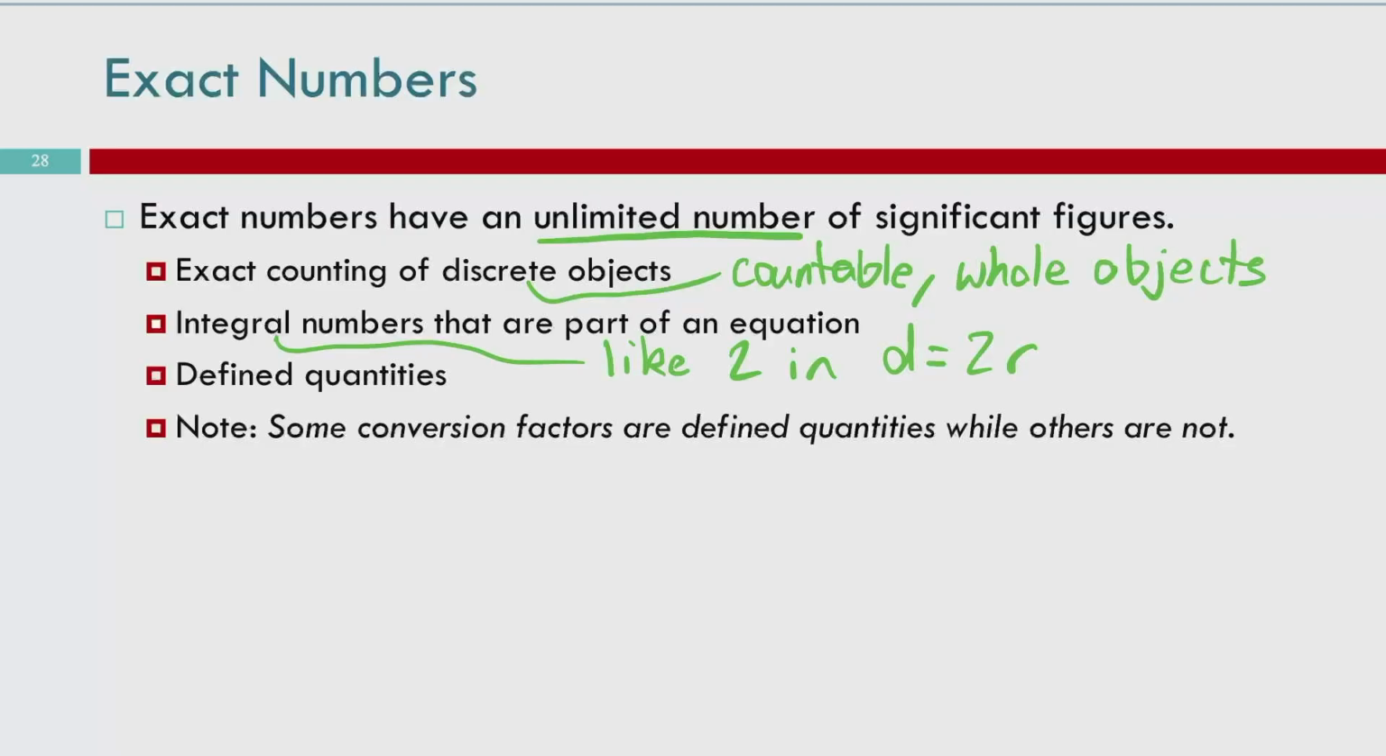And some defined quantities, like 2.54 centimeters equals 1 inch. That one hasn't always been exact, but they changed it, I think, before my lifetime. And that is now an exact one. That's one of my favorite conversion factors.